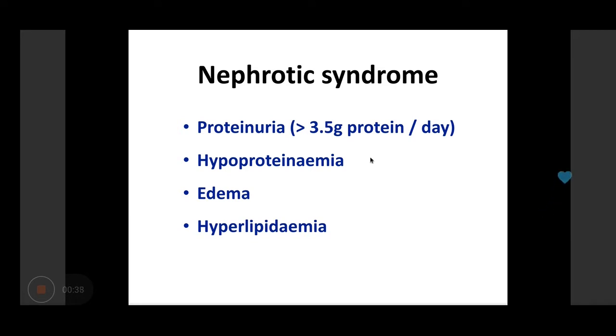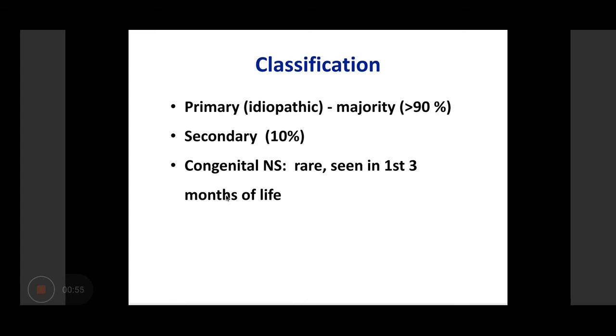Okay, so now what is the definition of nephrotic syndrome? Nephrotic syndrome is basically defined as proteinuria more than 3.5 grams in 24 hours with hypoproteinemia, edema, and hyperlipidemia. This can be classified as primary idiopathic nephrotic syndrome or secondary nephrotic syndrome. Now, primary or idiopathic comprises the majority of cases, about 90% of them. Secondary comprises about 10% only.